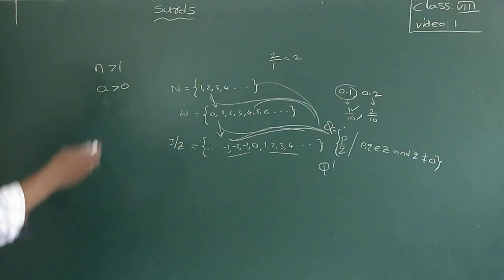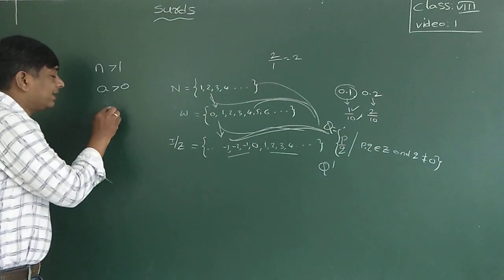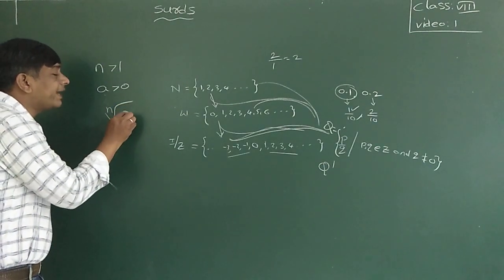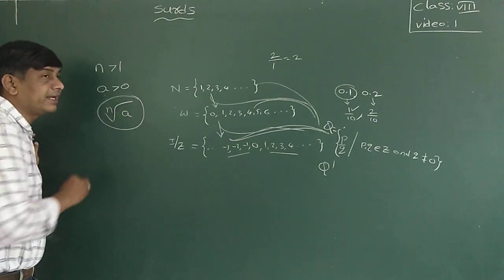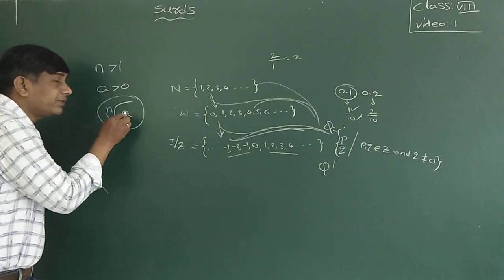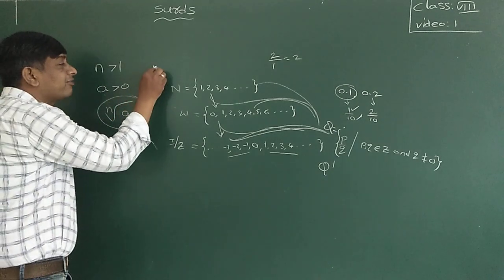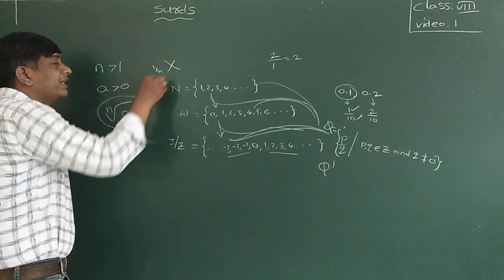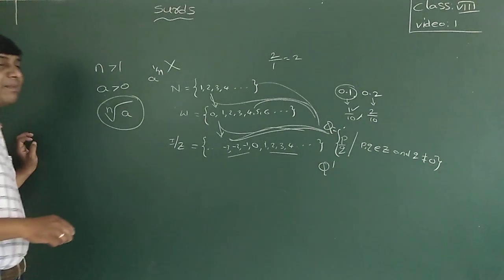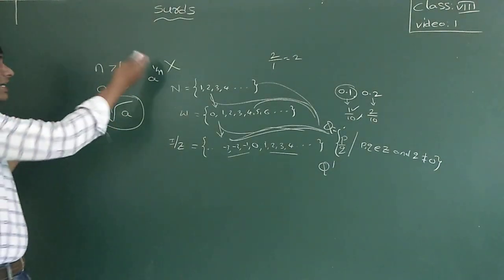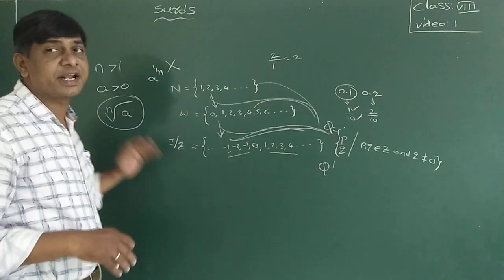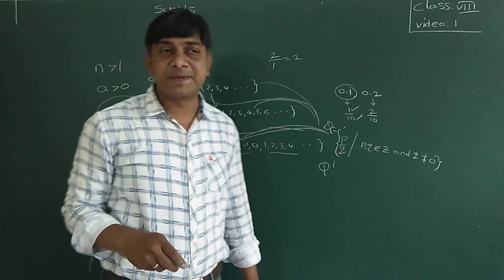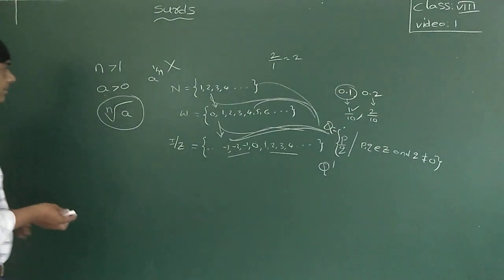Means in power form 1 by n factor. Then nth root of a is called a surd. Why I said a cannot be written in the form of a power 1 by n form: because if you write it in 1 by n form, this n and this root will get cancelled. This becomes automatically a rational number.